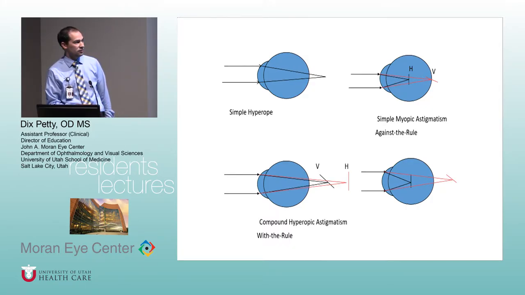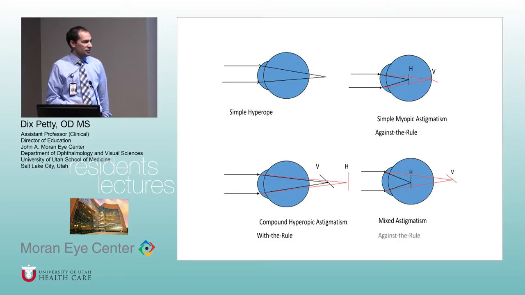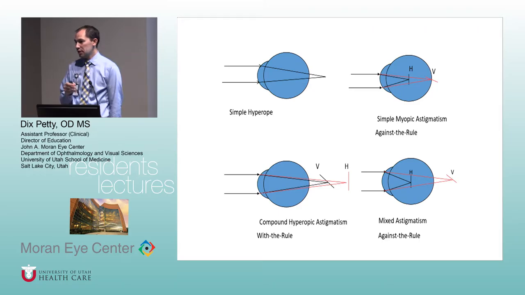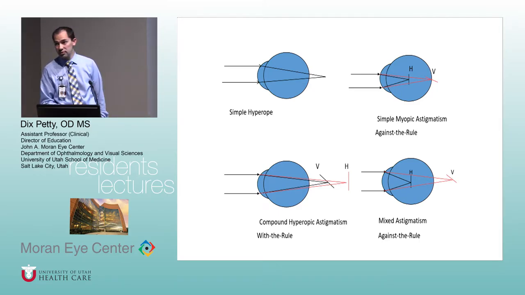And then this last one. That's mixed and against the rule. Nailed it, yeah. So mixed, we have one image in front of and behind the retina. And really, in this case, you know how I talked about how the lines come to a point focus? The retina falls kind of right in between these two images. So this person, corrected or even uncorrected, would likely still be seeing pretty well because the point focus would be coming right on them. They'd still be seeing at least decently well.